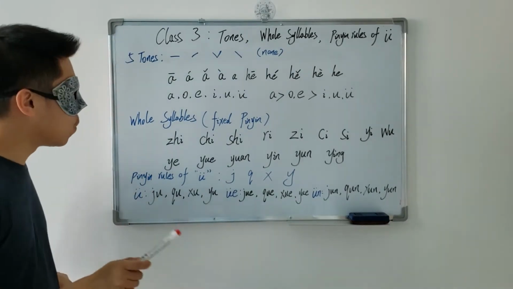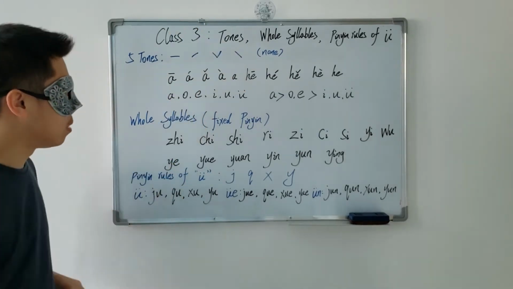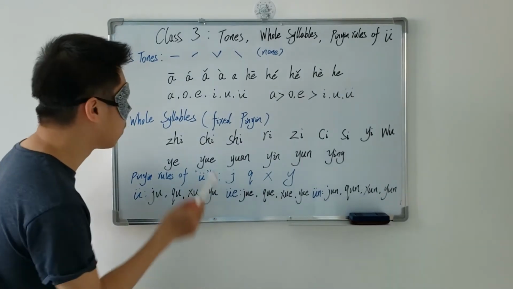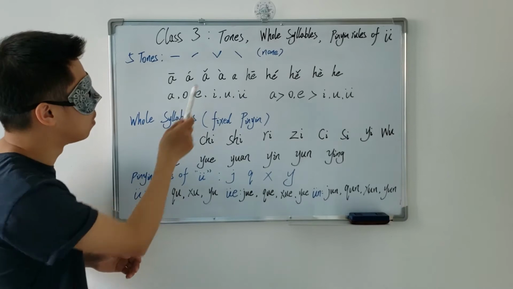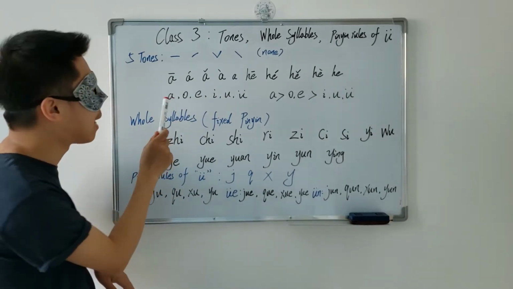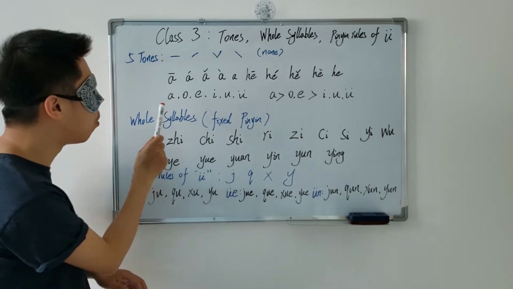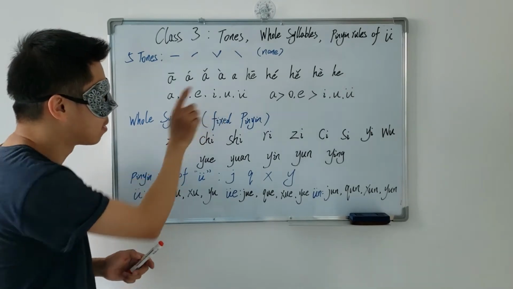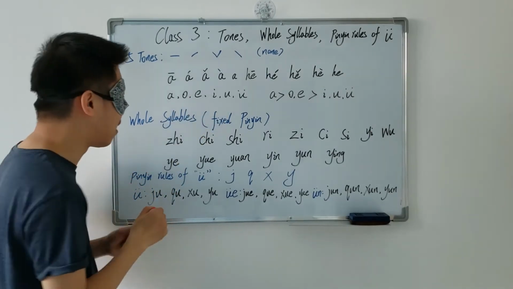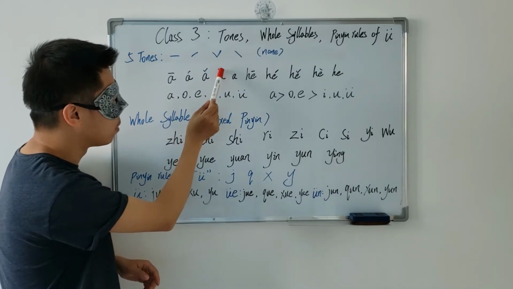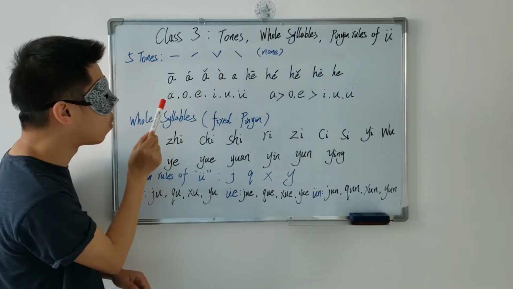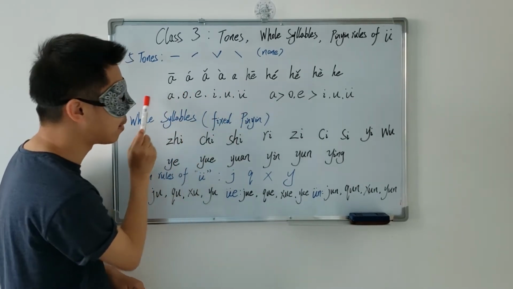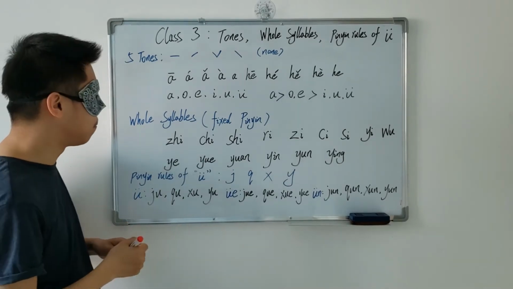So we know there are 5 tones, and you may want to ask where we should put the tones. The tone only can be put on the top of these 5 letters. Only, no, these 6. Sorry, I messed this up. Okay, the Chinese tones only can be put on the top of these 6 letters.